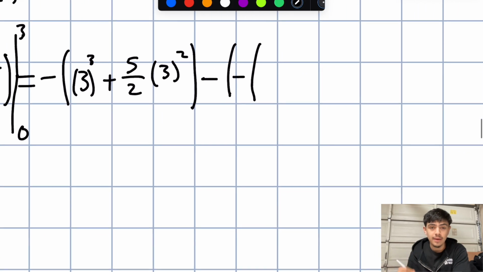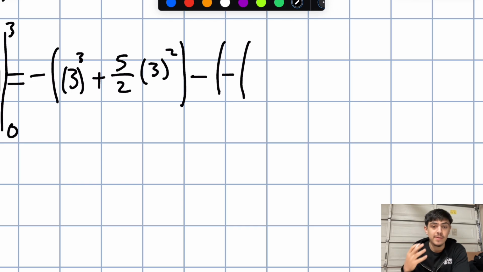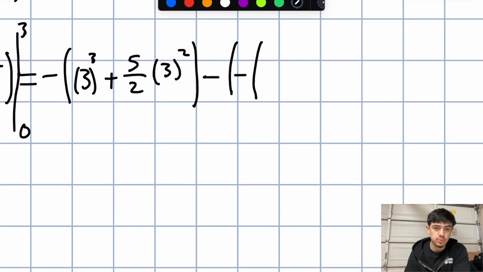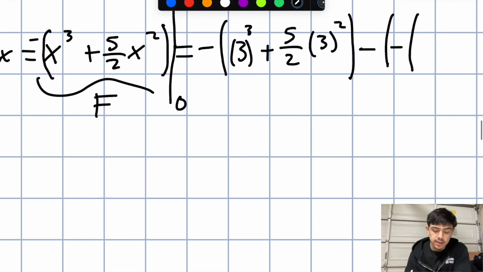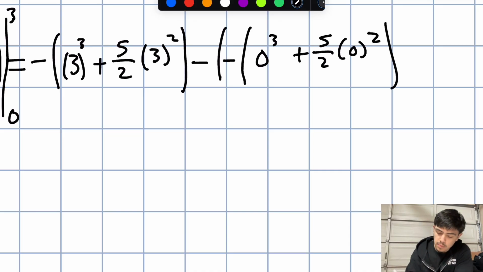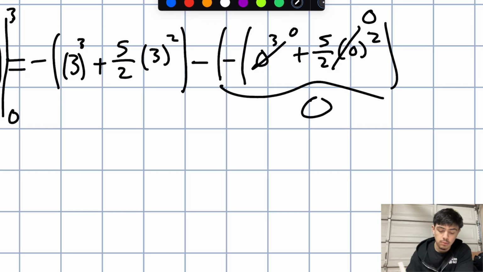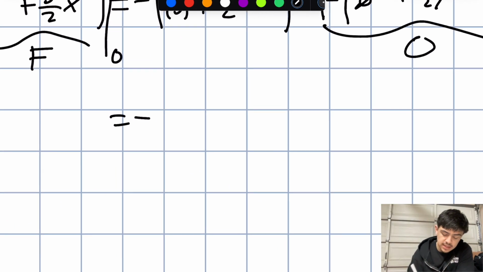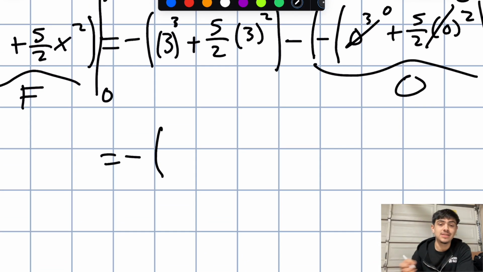Now we're going to plug in the bottom bound. In this case, which is nice, our bottom bound is 0. When we plug in 0 into our antiderivative, everything should turn into 0. So we have 0 cubed plus 5 over 2, 0 squared. Remember, 0 cubed is just 0. 0 squared is 0. 5 halves times 0 is 0. So this whole side right here turns to 0. So let's bring this down. We have this negative, and we have 3 cubed. Let's pull up the calculator. What should this be? 27, right? 3 times 3, 9 times 3, 27.